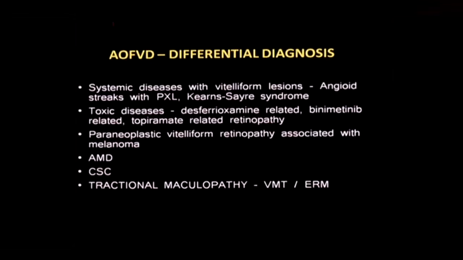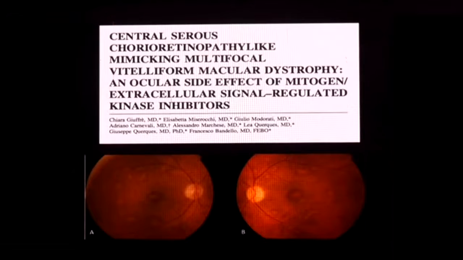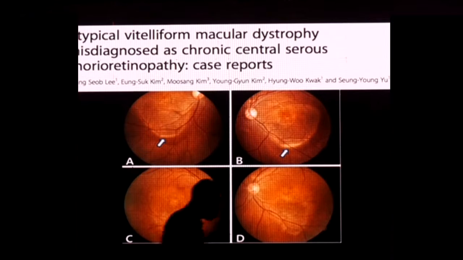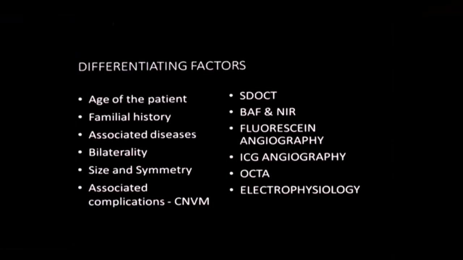And in fact, the differential diagnosis of acquired lesions can extend to systemic diseases, toxic conditions, paraneoplastic conditions, and more importantly, the common conditions which you would come across, that is AMD, CSC, and tractional maculopathies. And there is evidence in the published literature to suggest that there is documented confusion, like this particular patient of CSC, which was mistaken as AOFVD. And this patient who was initially diagnosed as AOFVD then turned out to be a case of CSC, all because of the misinterpretation of the vitelliform lesions.